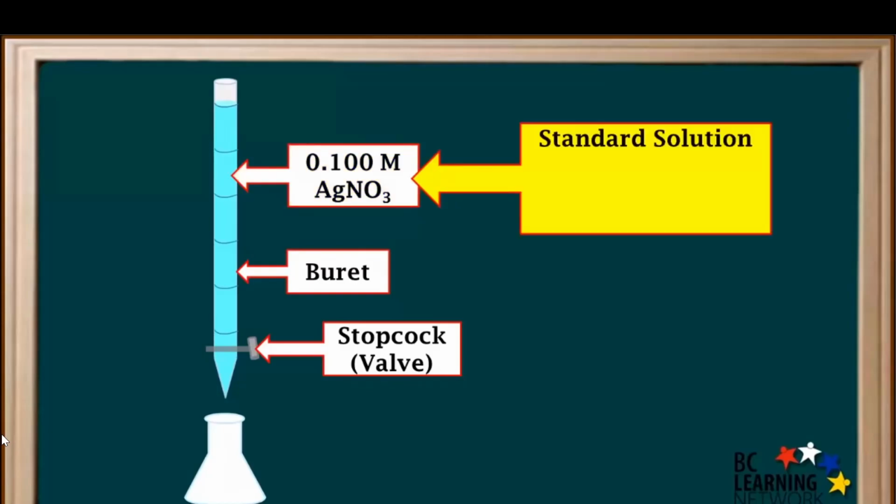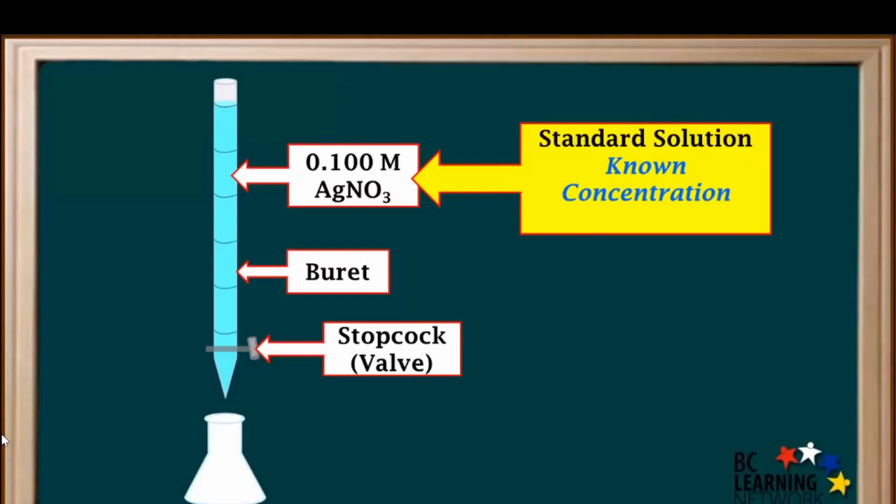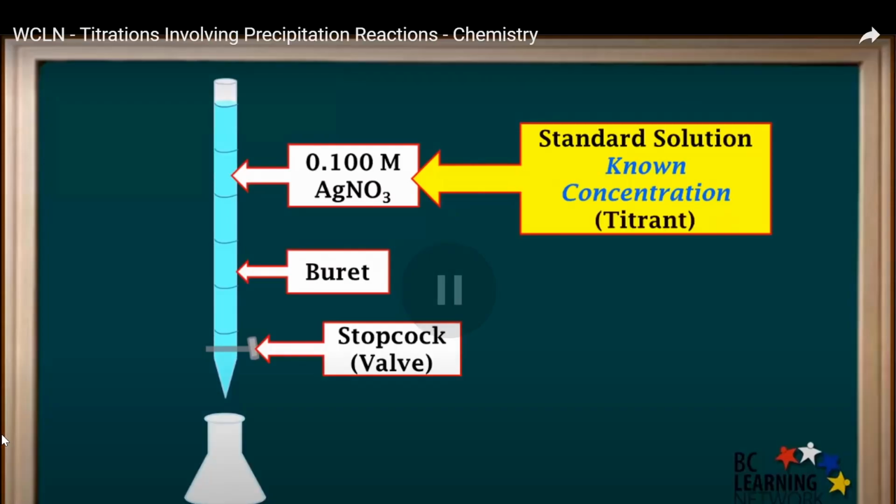The solution in the burette is called the standard solution. What is a standard solution? See if you can dredge that out of your memory from last year. Yes. It is one where we know the concentration. Standard just means known, okay? The standard solution has a known concentration. In this case, it's 0.100 molar AgNO3. The standard solution can also be called the titrant.